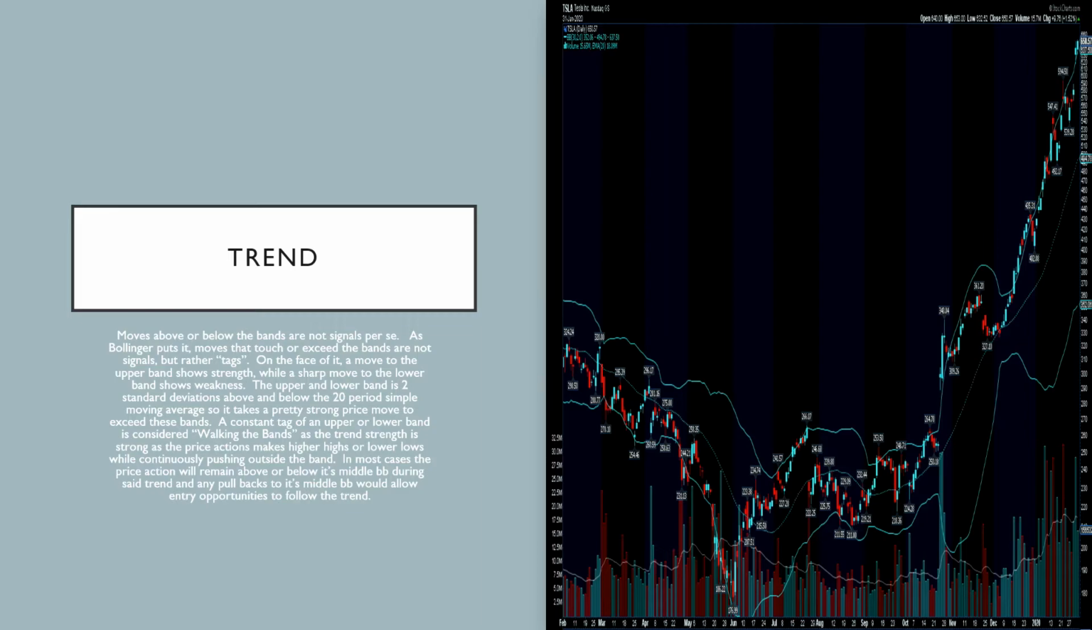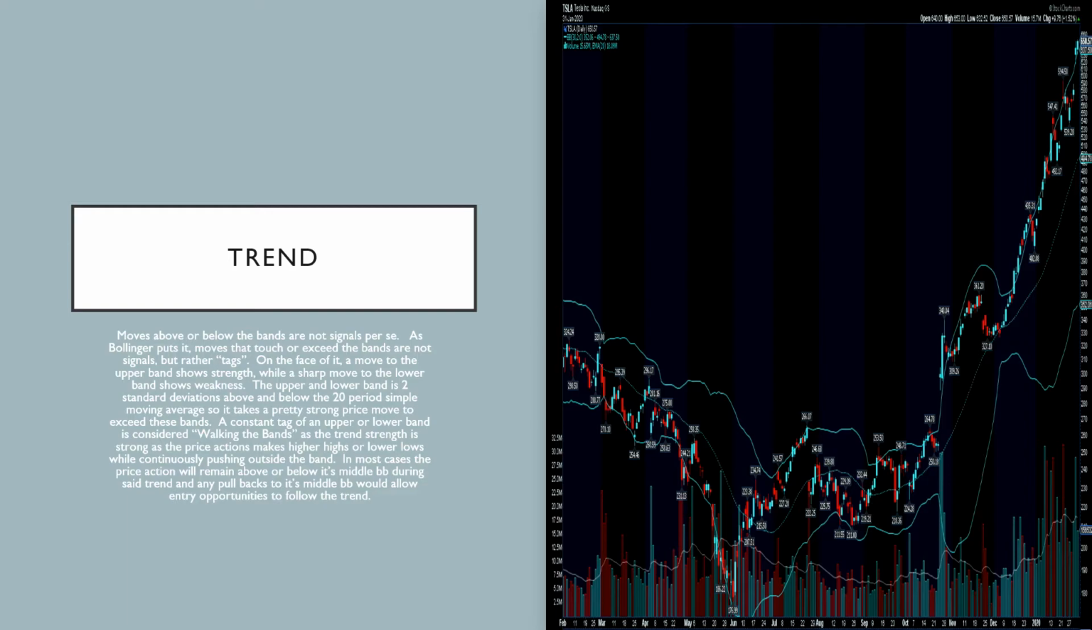Now, a trend moves above or below the bands. A move above or below the bands is not a signal per se, okay? As Bollinger puts it, moves that touch or exceed the bands are not signals, but rather tags. On the face of it, a move to the upper band shows strength, while a sharp move to the lower band shows weakness. The upper and lower bands are 2 standard deviations above and below the 20-period simple moving average. So it takes a pretty strong price move to exceed these bands, right? Hence the normal distribution concept that is applied to Bollinger Bands, okay?